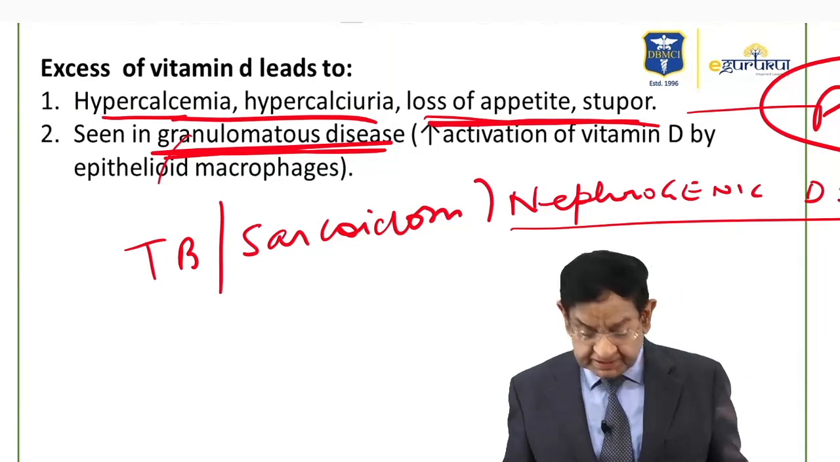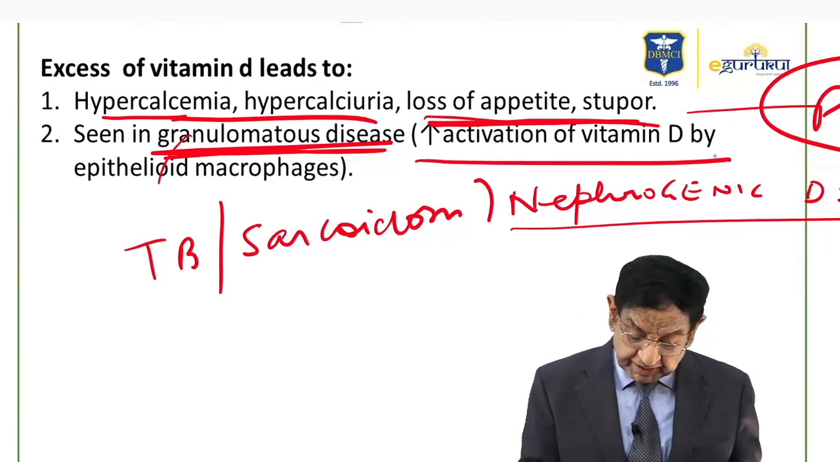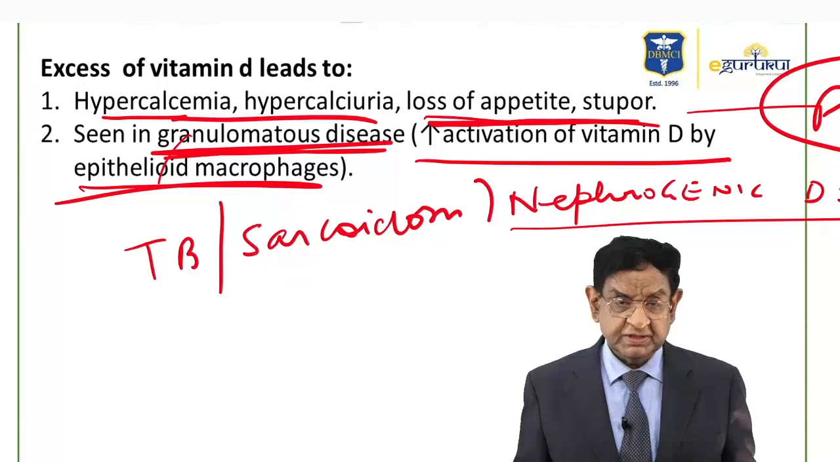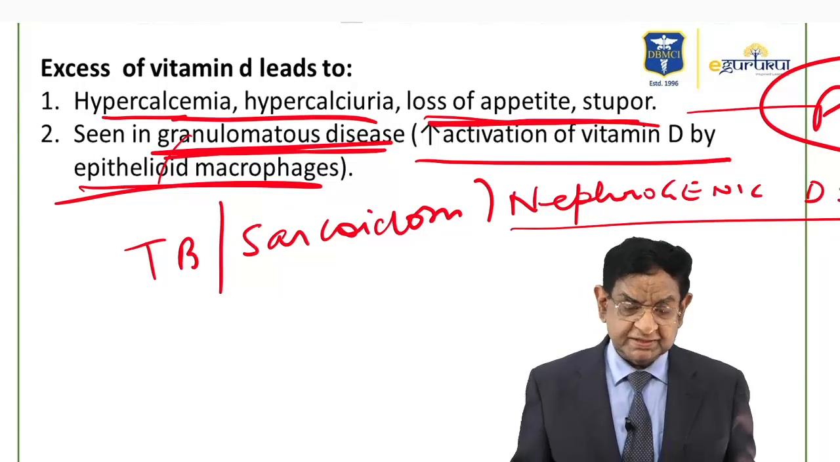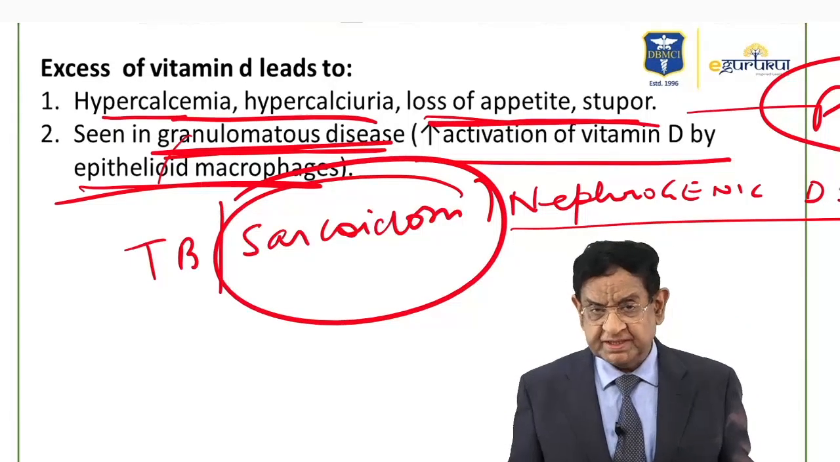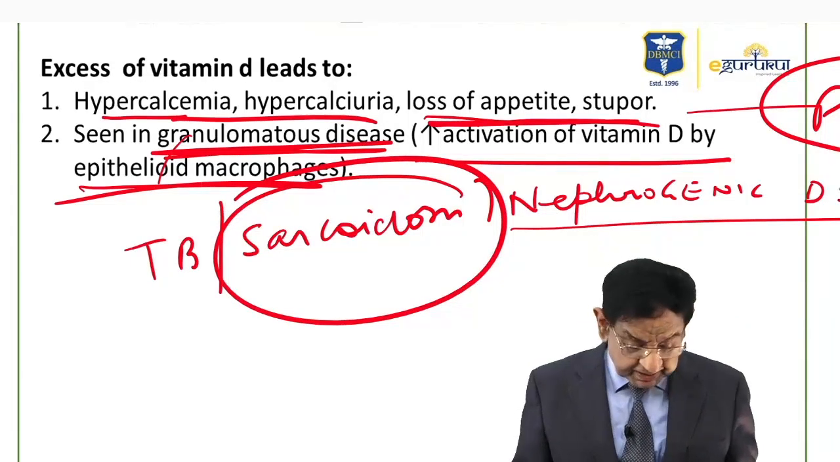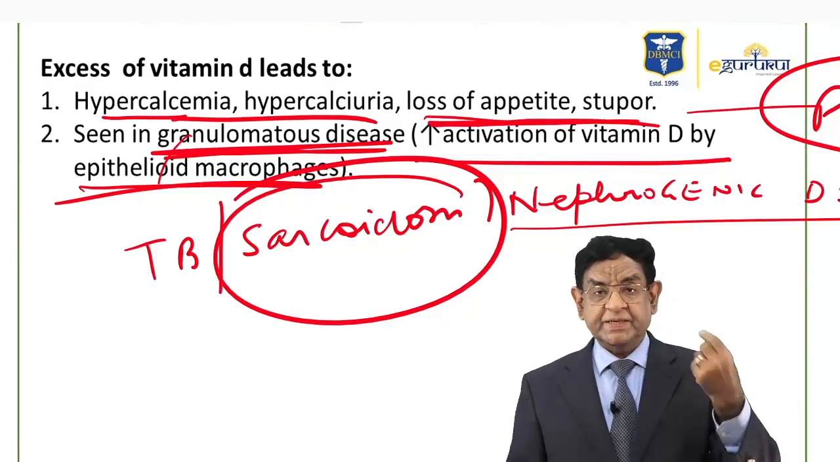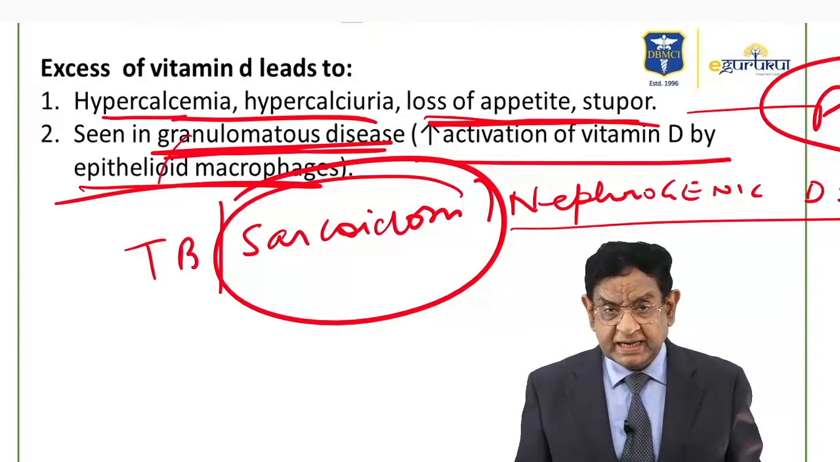Any granulomatous disease leads to increased activation of vitamin D by the epithelioid macrophage. They tend to make more and more vitamin D. This is very frequently seen, especially in sarcoidosis, which makes increased vitamin D. Of course, increased vitamin D can also be due to patients sometimes taking more and more tablets.